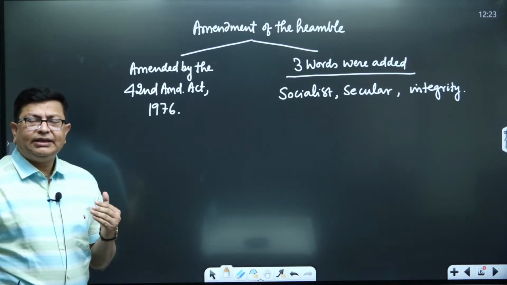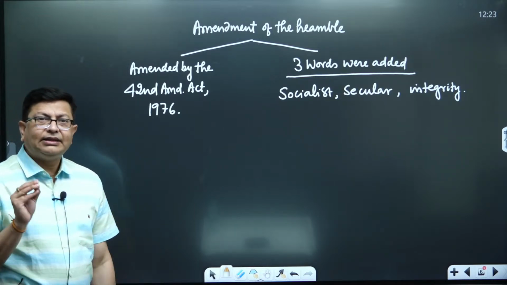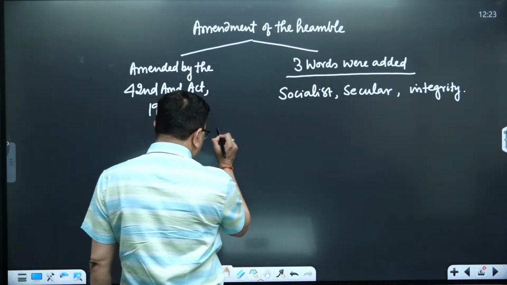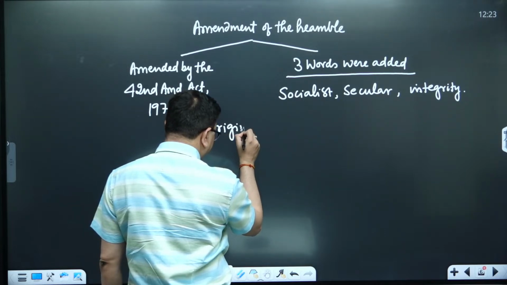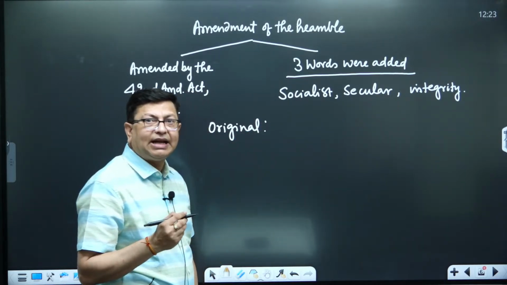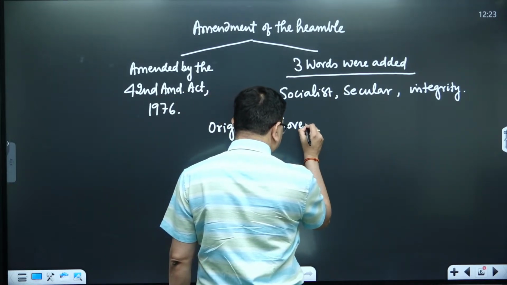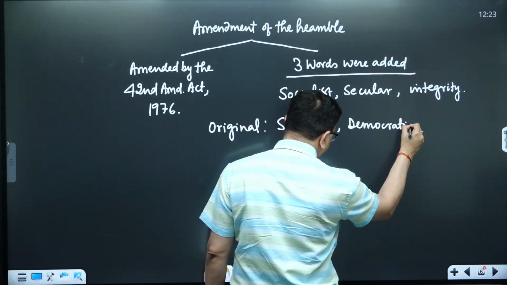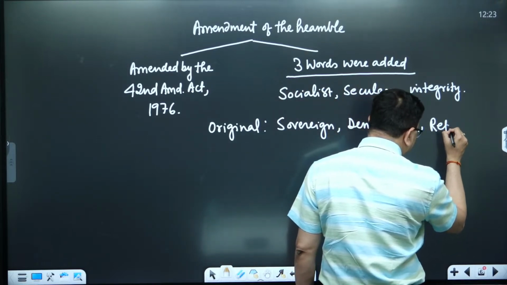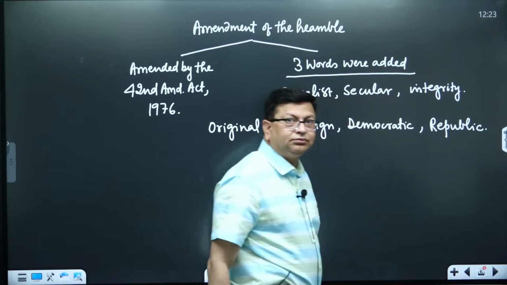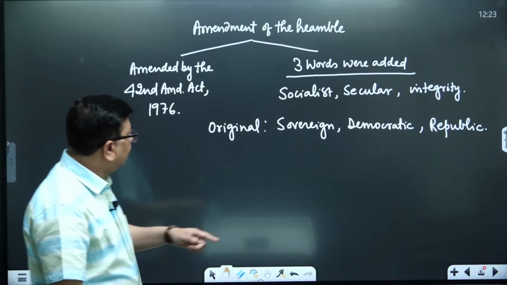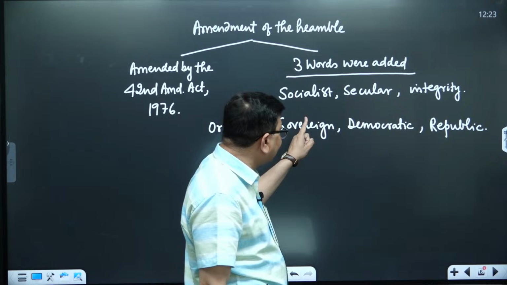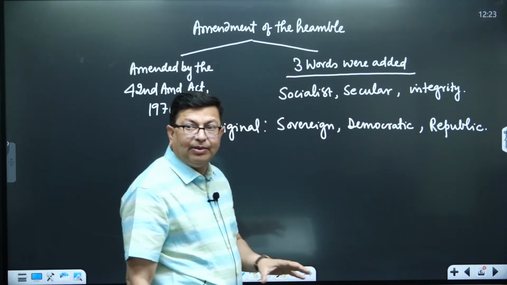So these three words. Then another question, another statement can be there, that the Constitution of India, or the original Constitution, had described India as a sovereign democratic republic. After the word sovereign, the words socialist and secular were added. So according to the original Constitution, India was a sovereign democratic republic. We need to remember this much.